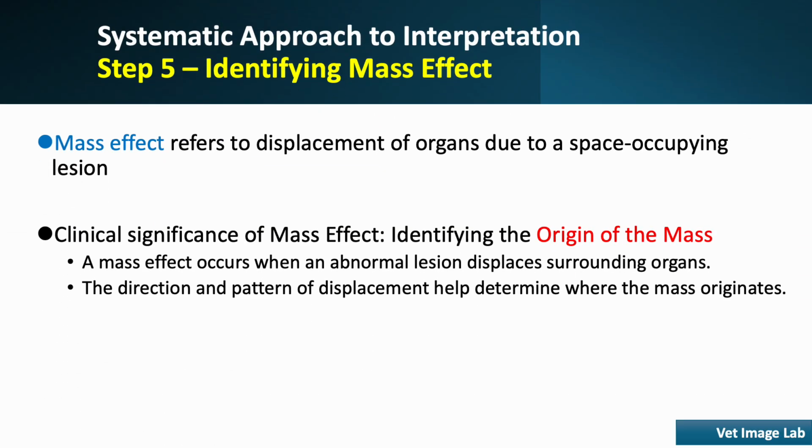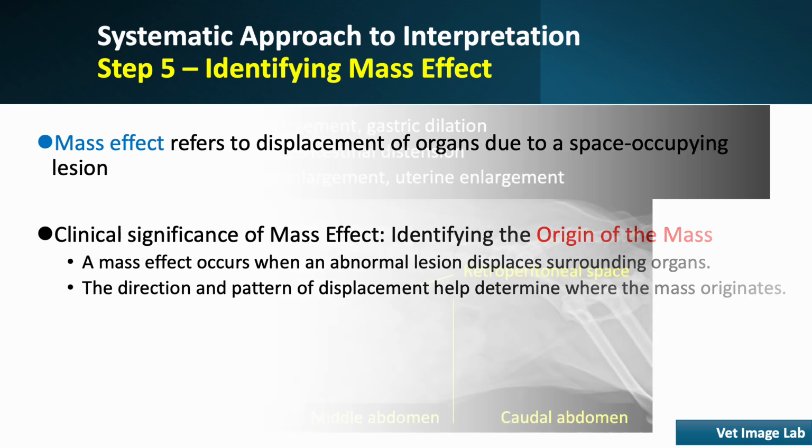Now let's move on to the final step of our systematic approach, identifying focal abnormalities, particularly mass effect. Understanding how a mass affects the surrounding organs is key to determining its origin. Mass effect occurs when an abnormal structure, such as a tumor, cyst, or organ enlargement, pushes or displaces adjacent organs. Instead of focusing only on the mass itself, we need to analyze which normal structures have shifted. This will give us clues about where the mass is coming from.